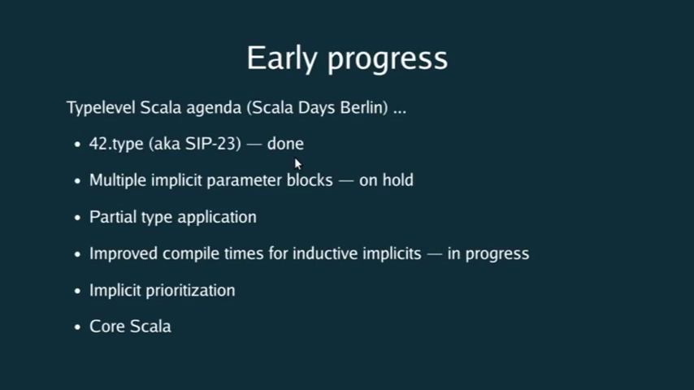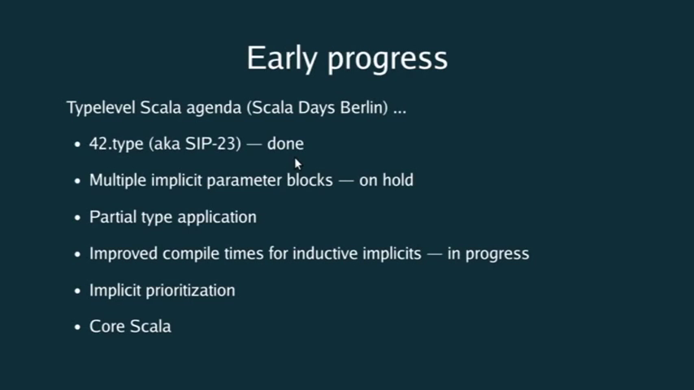There are various other kinds of things relating to the ability to have multiple implicit parameter blocks, partial type application. These are all things for which there are workarounds in the language, but they all introduce additional layers of complexity and ideas which are maybe a little bit advanced. So, for example, multiple implicit parameter blocks make it more straightforward to encode ideas drawn from the dependently typed programming world. For example, languages like Agda and Idris, which are made good use of in Shapeless.